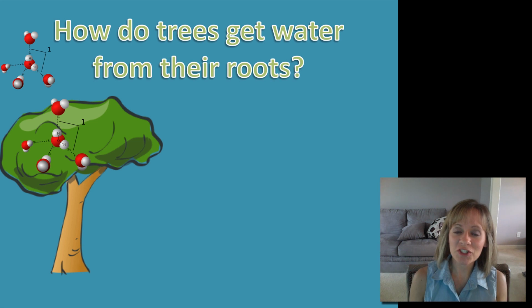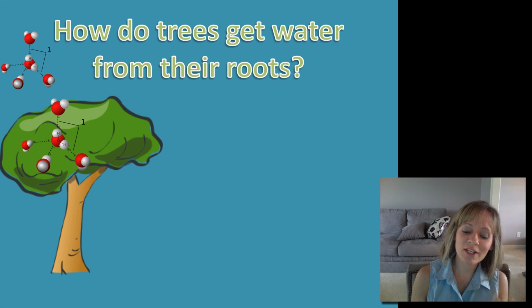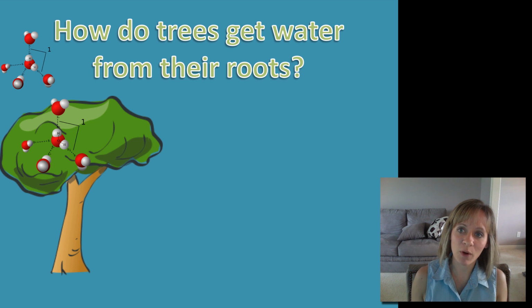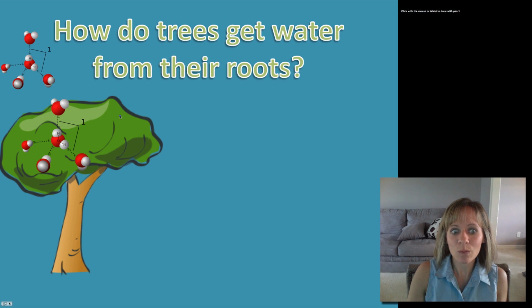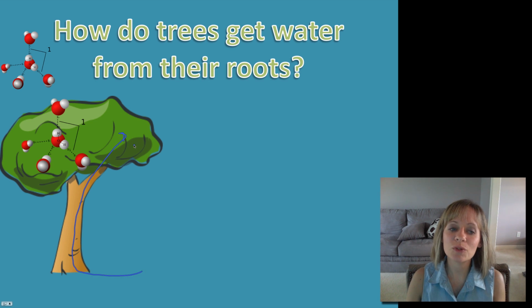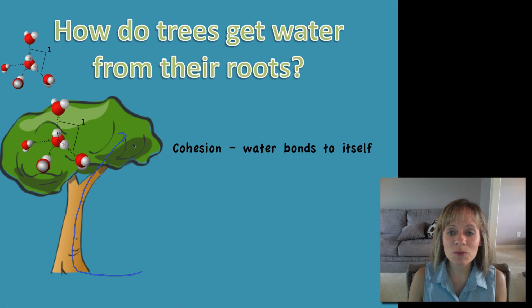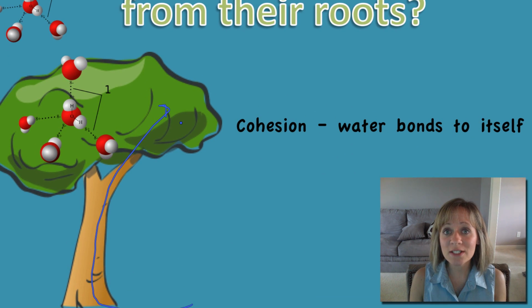So the first property, I want you to think about trees. Trees are in the ground and they've got these root systems that pick up all this water, but their leaves need water as well. And what if it's not raining? Well, they need to get water from the roots up to the leaves. And how do they do that? Well, it's due to some special properties of water. The first is cohesion. Cohesion is simply when water bonds to itself. So this right here, water is bonding to itself. This is an example of cohesion.